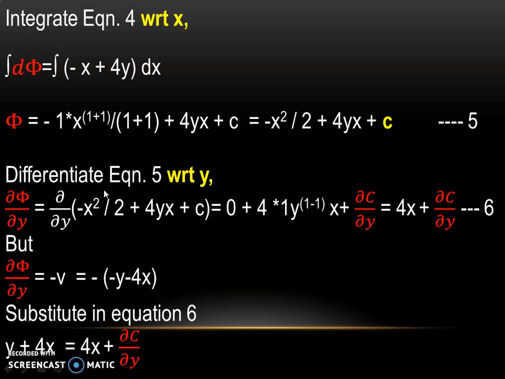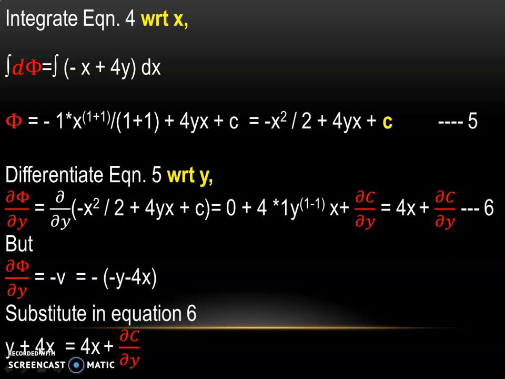Which will be equal to, differentiation of the first term with respect to y will be 0, and differentiation of the second term will be plus 4 into 1 y raised to 1 minus 1 into x plus ∂c/∂y. So we get 4x plus ∂c/∂y as equation number 6. But ∂φ/∂y is equal to minus v. So we will substitute the equation of v, that is minus y minus 4x, on the left hand side of equation number 6.